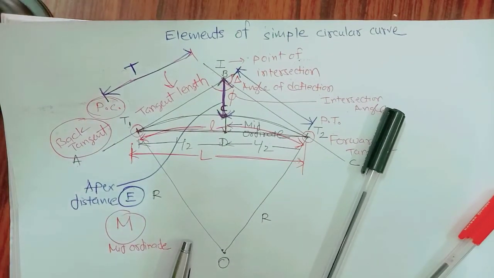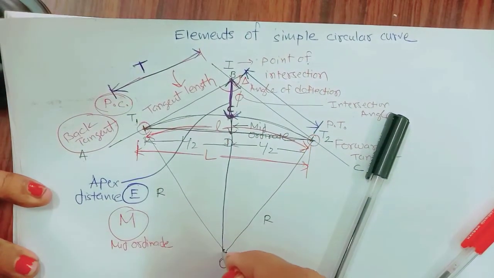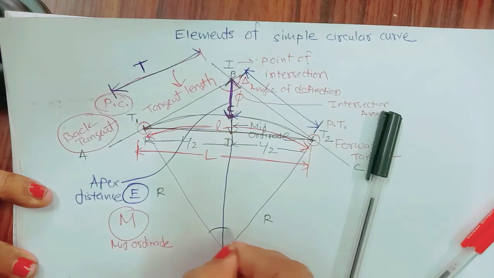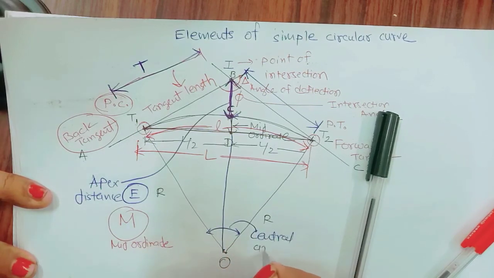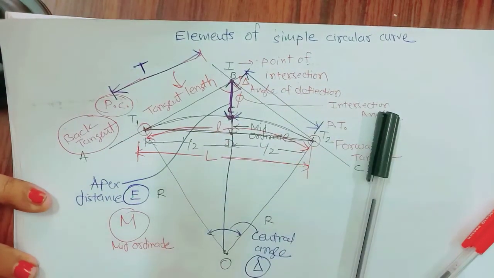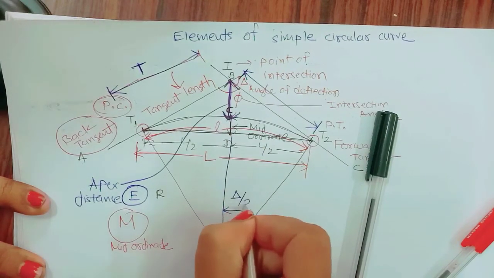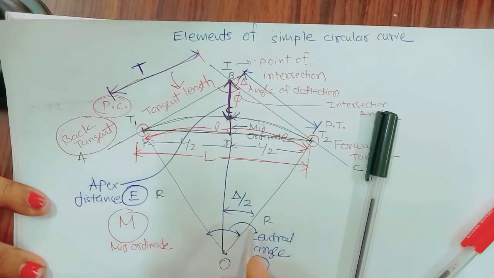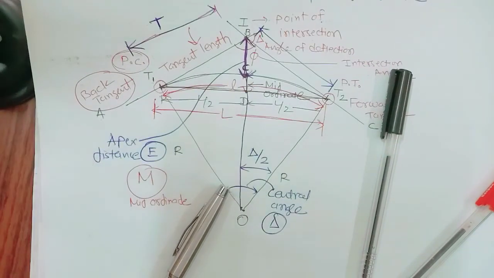Okay, so another, suppose if we draw this straight line, so again this is known as a central angle, whose value is equal to the angle of deflection delta, and this is delta by 2. Okay, central angle and half of that, delta by 2. So the value is equal to the angle of deflection. So these are the elements of simple circular curve.